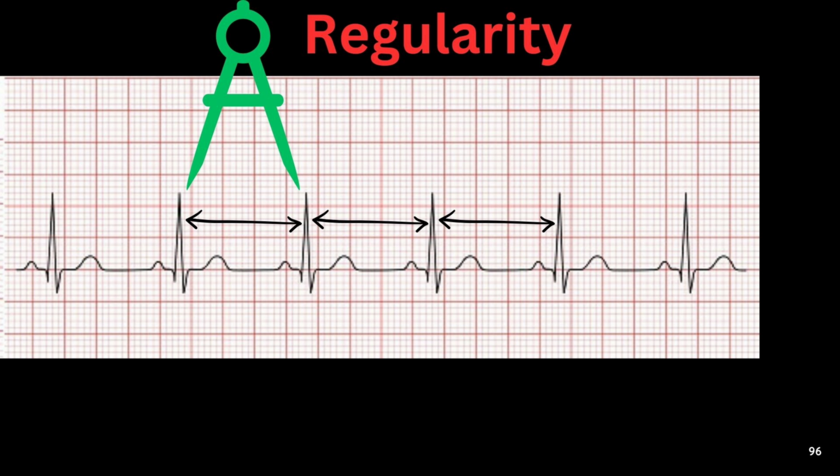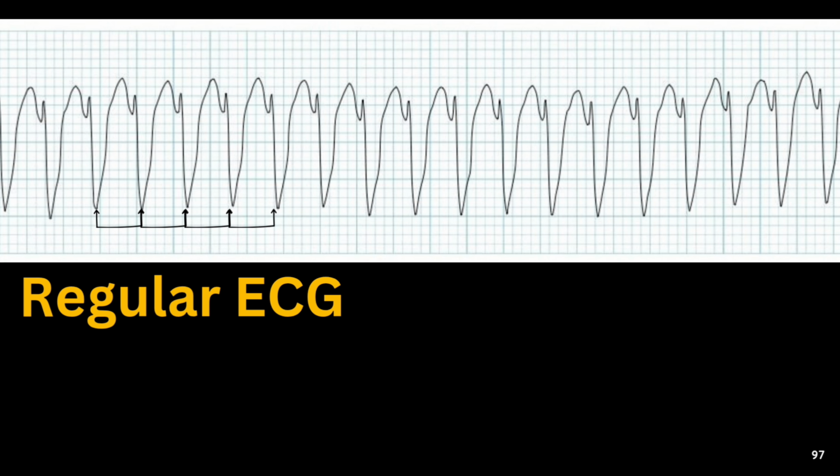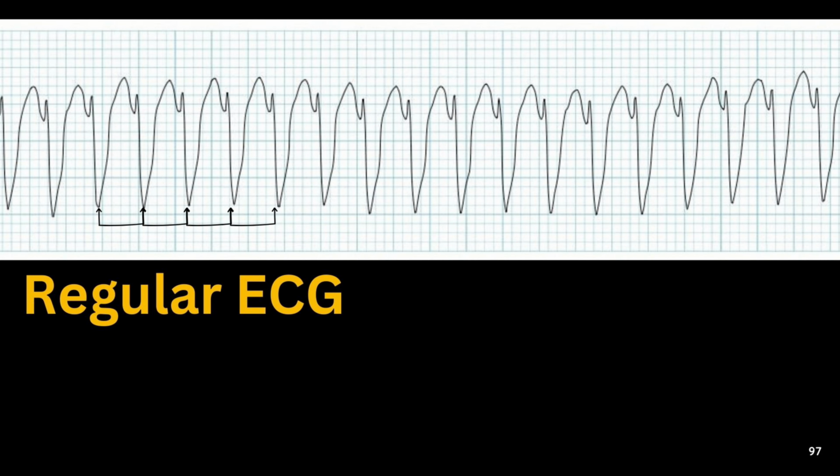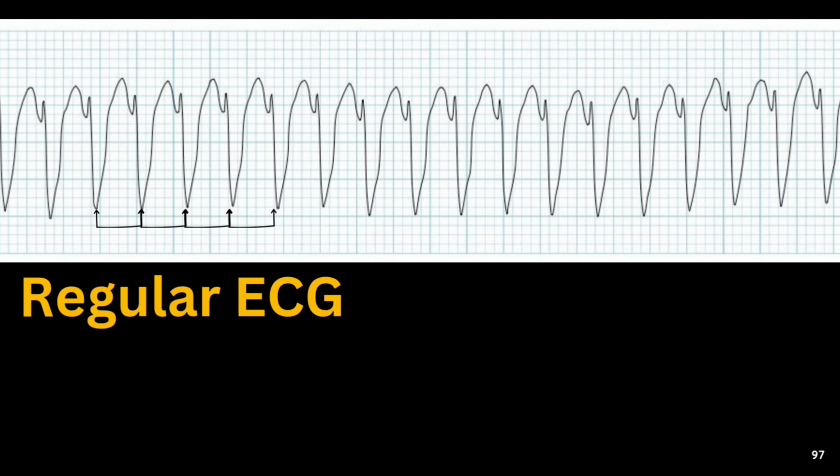You measure the distance between two QRS complexes and you keep measuring it ahead. If the distance between the QRS complexes remains the same, it means that it is a regular ECG. This is another ECG. In such an ECG, you always use the part which is more clear to you. The lower part is more clear. The distance between two QRS complexes can be measured with a simple ruler. You can even simply count the number of small boxes or use the calipers. So it's very easy. The distance between the QRS complexes is the same, so it is a regular ECG.